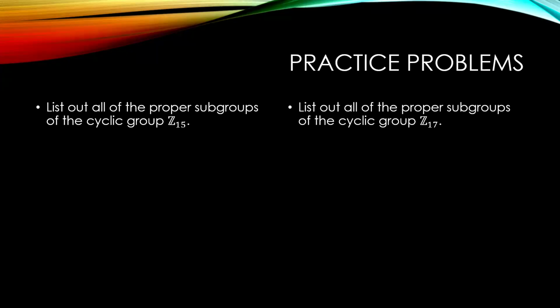Here's a couple practice problems. The first says, list out all of the proper subgroups of the cyclic group Z15. That would have elements 0 through 14 included in it. This is asking, what are the proper subgroups of it? For this other one, it's saying, list out all of the proper subgroups of the cyclic group Z17. If you'd like, pause the video, give it a shot. Let's look at the answers.